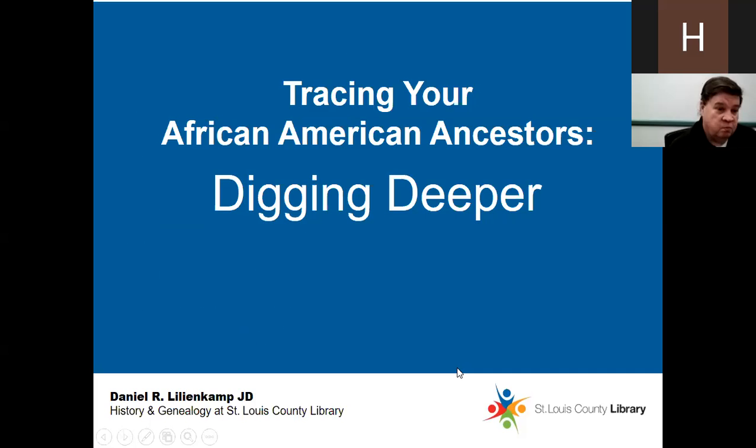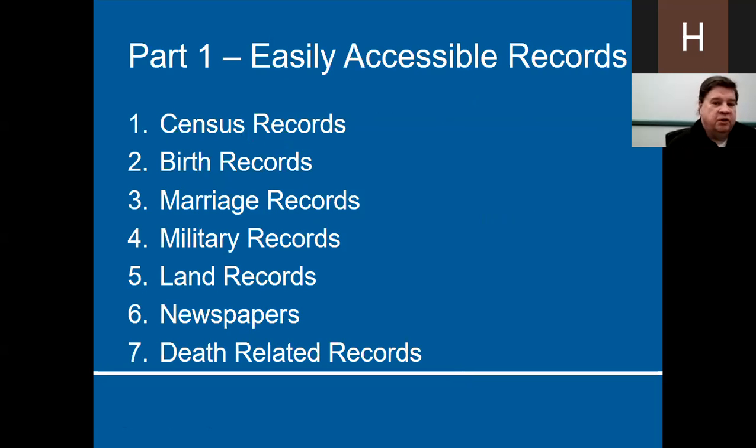Okay, we're going to have a couple of parts. The first, we're going to look at some more easily accessible records, things like census records, birth records, marriage records, military records, land records, newspapers, and death-related records. And of course, we'll start with census records.